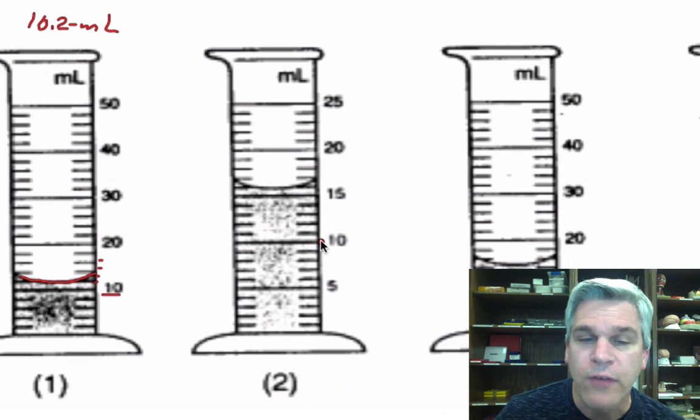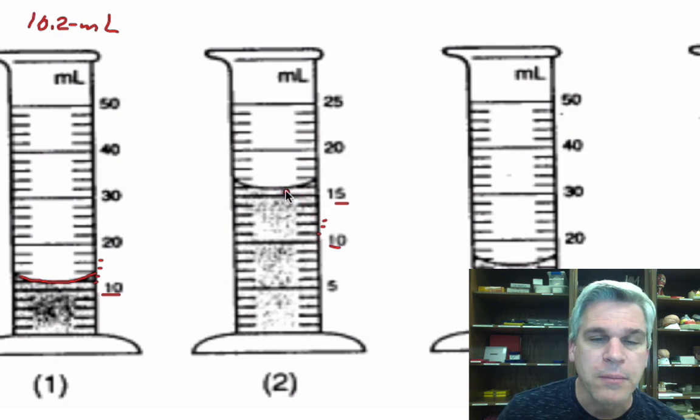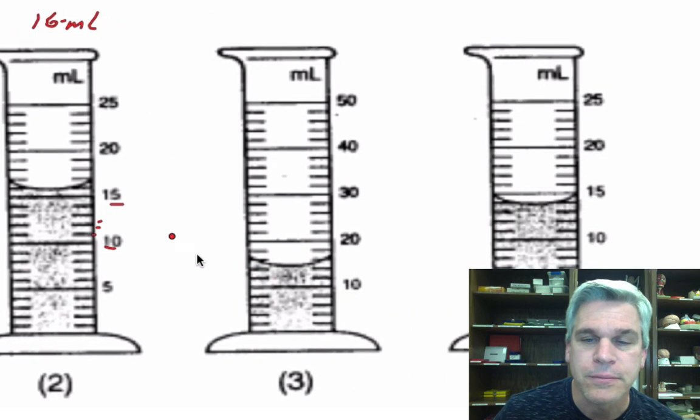In number 2, if I look at this, there's 10, there's 15, and I got 1, 2, 3, 4, 5 there, which means this one's only going up by 1s. If I look at the meniscus, that is at 16 milliliters.